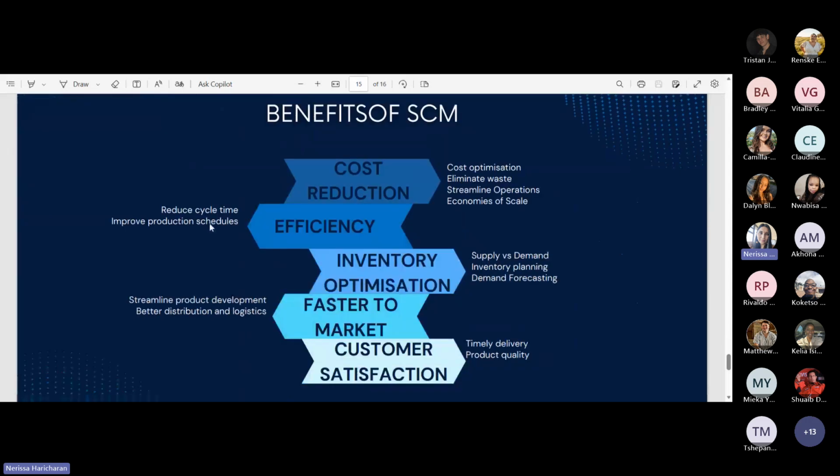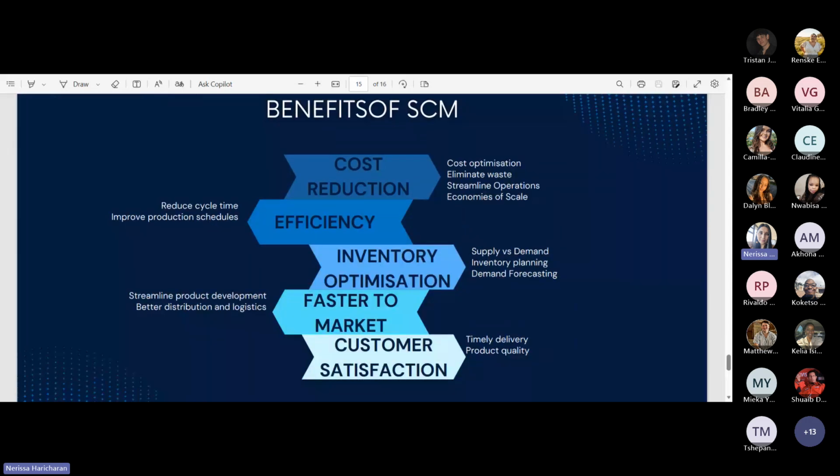Then we want to look at the benefits of supply chain management. There can be a whole host of different benefits for businesses from different industries, whether it is cost savings, efficiencies, different effectiveness within the business, or bringing in customer satisfaction. So one of them is cost avoidance or cost reduction.